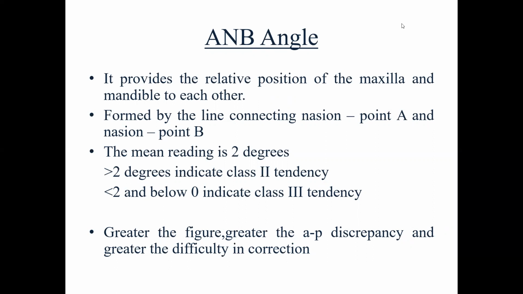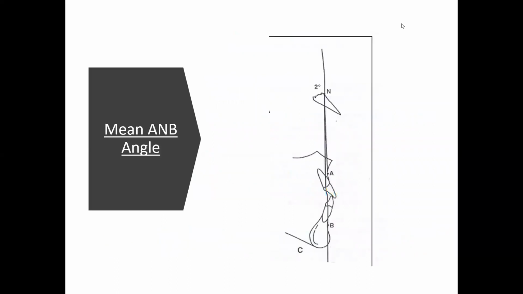So the greater the value of ANB angle, the greater the antero-posterior discrepancy, and the greater will be the difficulty in correction. So this is the ANB angle, which is the angle formed between two lines, nasion point A and nasion point B.